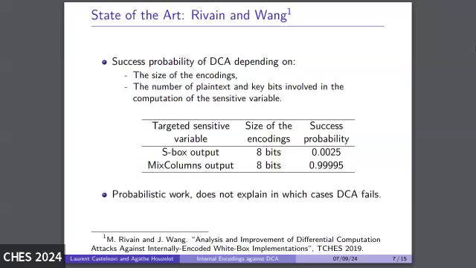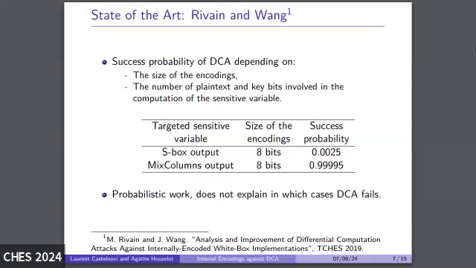something like this. We see that a DCA targeting an S-box output will succeed with very low probability, while the DCA targeting a MixColumns output will succeed with very high probability, close to 1. And in fact, if we had selected 4-bit encodings instead of 8-bit encodings, these probabilities would be even higher. Even for the attack on the S-box output, we would have a success probability that is quite high.